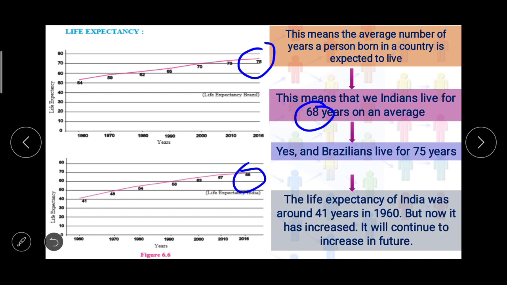The life expectancy of India was around 41 years in 1960, but now it has increased and it will continue to increase in future. And behind that there are a number of reasons. It is increasing because improvement in medical facilities, progress in medical field, access to nutritious food leads to an increase in average life expectancy. In most of the developing countries, life expectancy is still less, but with socio-economic development, it is increasing.